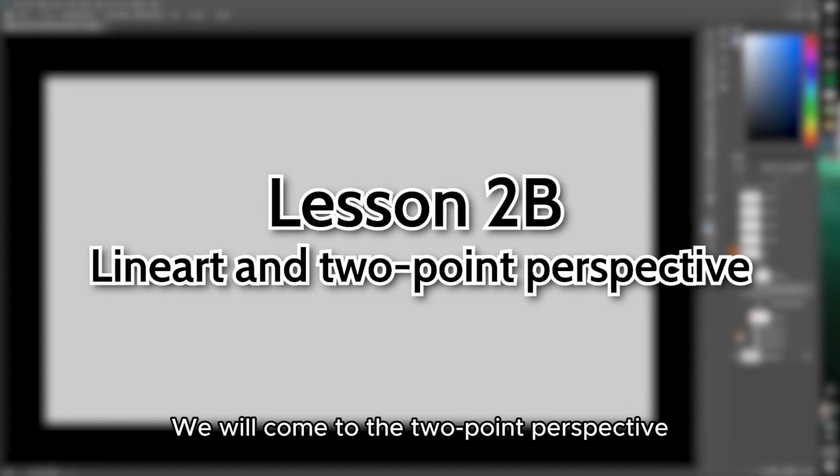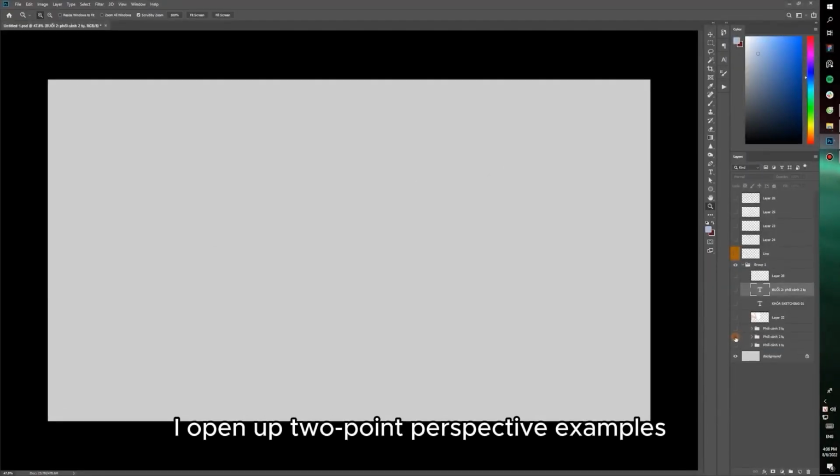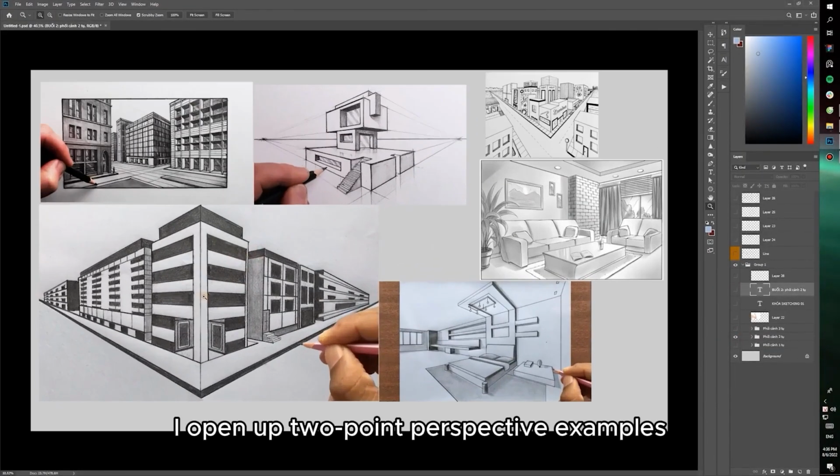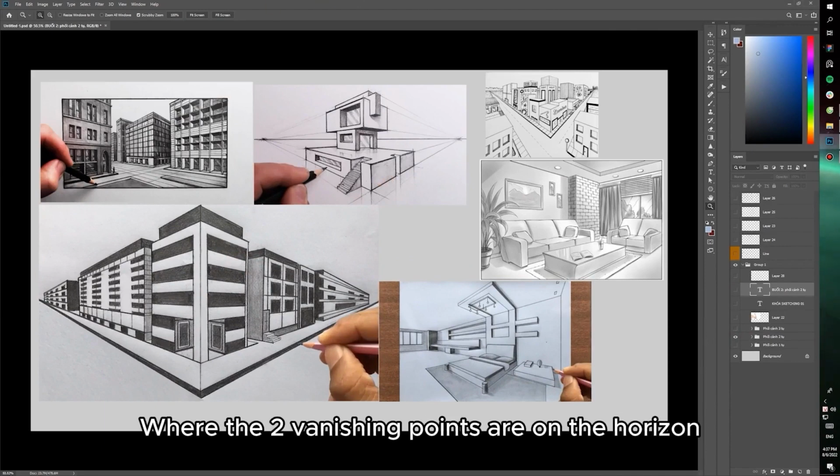We will come to the 2-point perspective. I briefly talked about the 1-point perspective, and we'll move to 2-point perspective. I open up 2-point perspective examples. A 2-point perspective is a perspective where the two vanishing points are on the horizon.